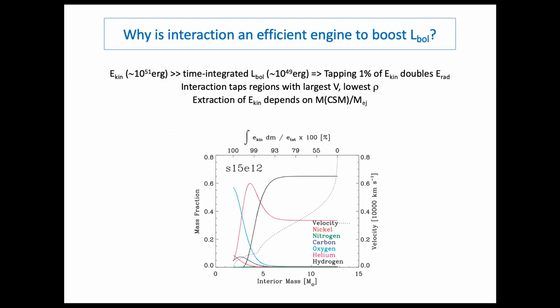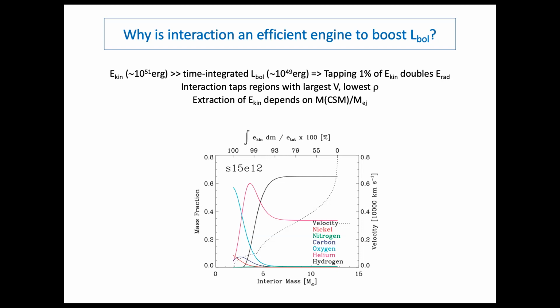Okay, so one thing that you can wonder is why are interacting supernovae so luminous? And it comes from a basic fact, which is that the typical kinetic energy in an ejecta, 87A and so on, is 10 to the 51 ergs, while the time-integrated radiated luminosity is on the order of 10 to the 49 ergs. And so whenever you have an interaction, you can basically take a little bit of that energy and put it in there. If you take 1% of that, you can double this. So if you take 10% of this, you will multiply this energy by a factor of 10.